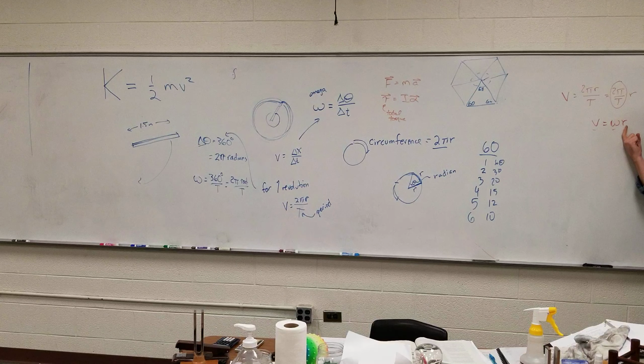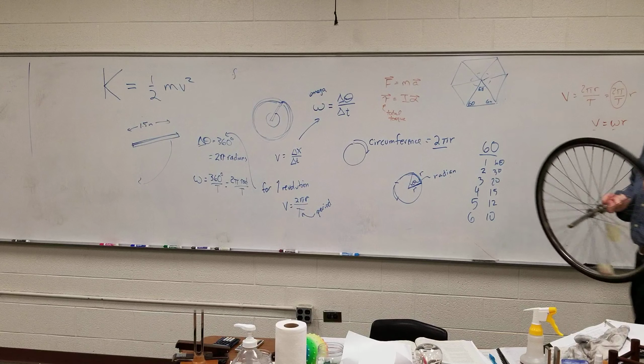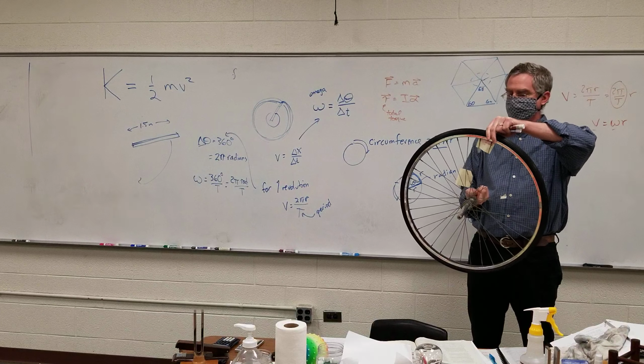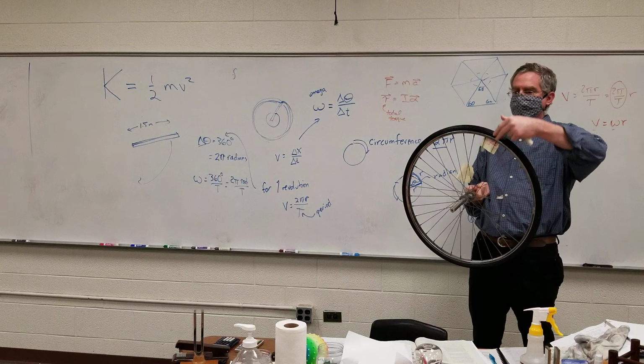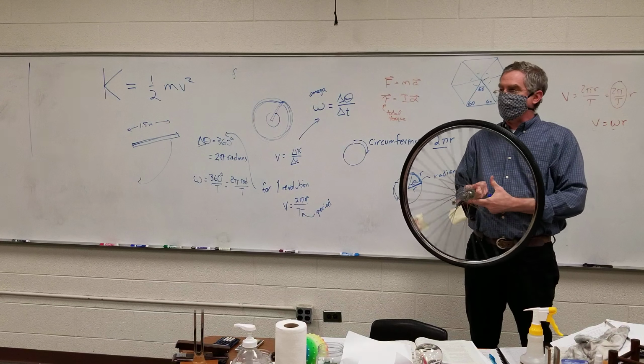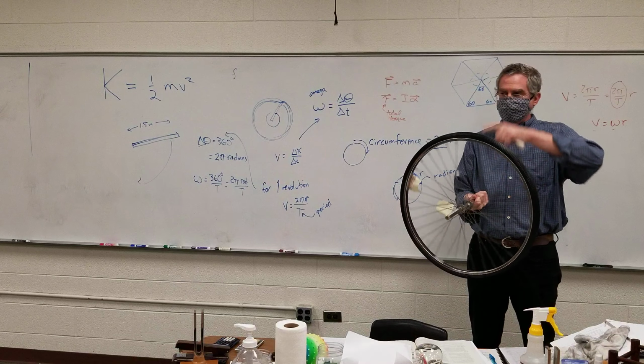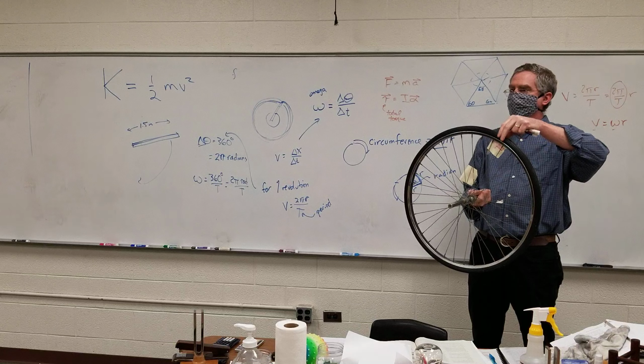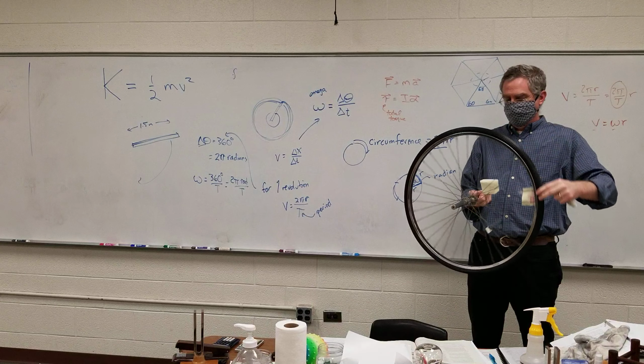The farther you are from the center, if something rotates, the faster you're going. So go back to the wheel. As this is rotating around, I've got a sticky note right here, and then I've got a piece of tape right here. The sticky note and the tape have the same angular speed, it takes the same amount of time to go around the circle. But the sticky note is farther away, so it's traveling faster.